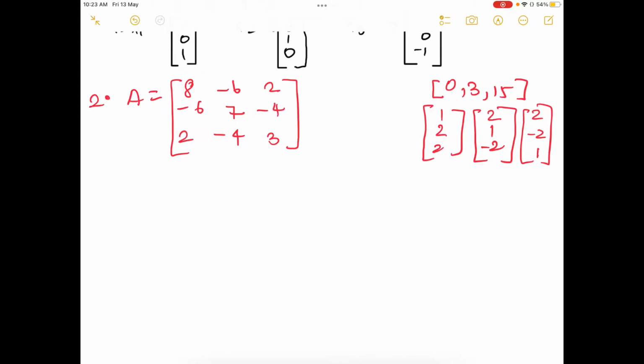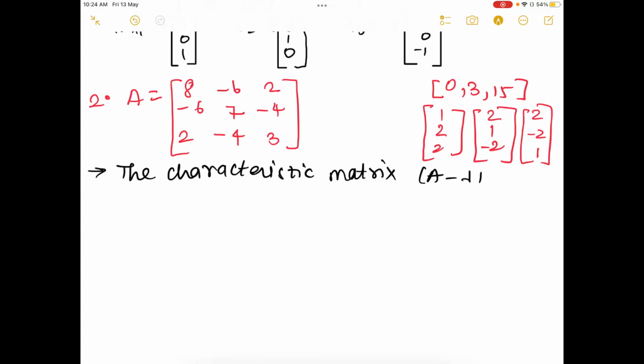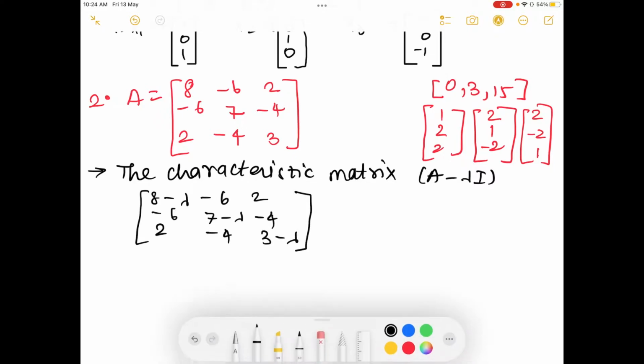So to start with, defining the characteristic matrix. The characteristic matrix is defined as A minus lambda I, right? So that is going to be equal to [8 minus lambda, -6, 2; -6, 7 minus lambda, -4; 2, -4, 3 minus lambda]. This is the characteristic matrix.